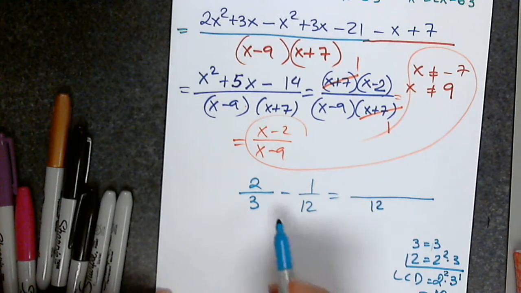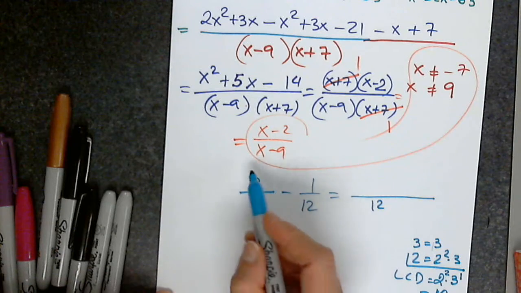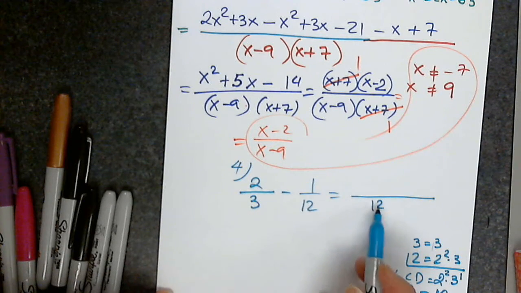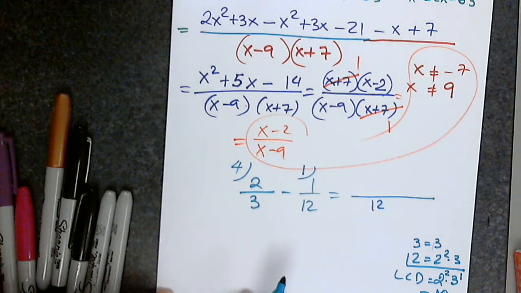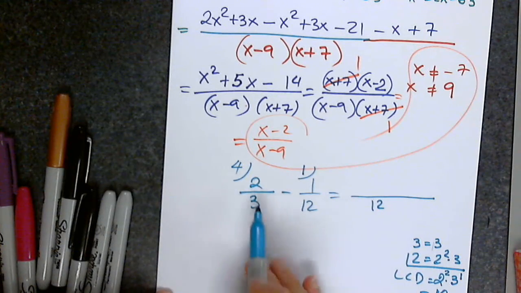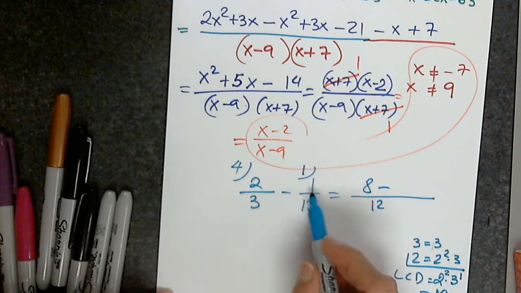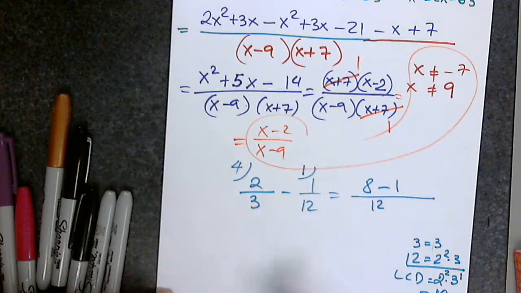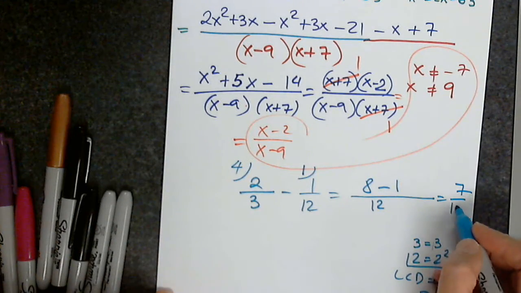So this is 12. 3 was multiplied by 4. 12 was multiplied by 1. I don't need to write the 1 though. 4 times 2 is 8. Minus 1 times 1 is 1. So therefore, the answer is 7 over 12.